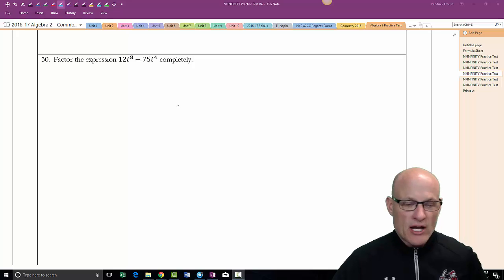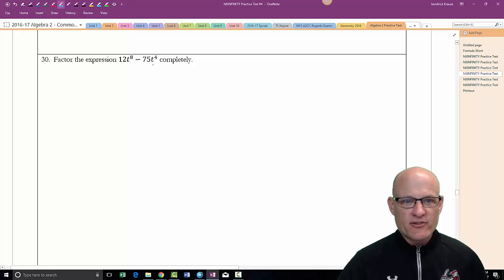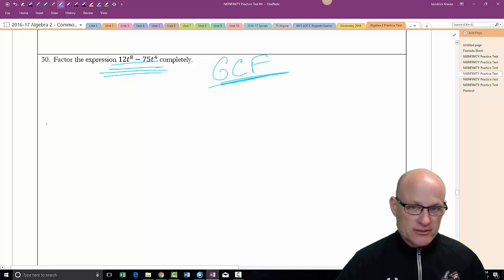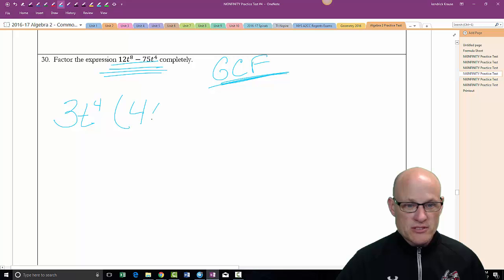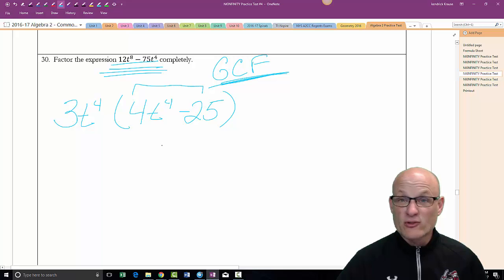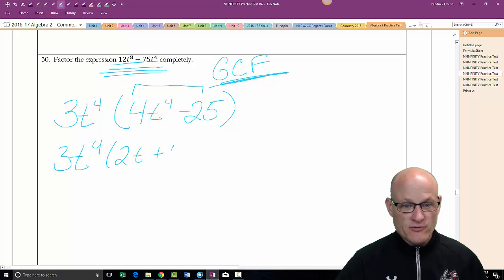Alrighty, here's another Algebra 2 trig question, but it holds true for Algebra 2 as well, so you might as well take a look at it. We're just going to factor this thing. First rule of factoring is GCF. So, looks like 3 goes in there, and also t to the 4th. So I'm left with 4t to the 4th minus 25. Well, these are both perfect squares, so those also can be factored. 3t to the 4th, 2t plus 5, 2t minus 5.